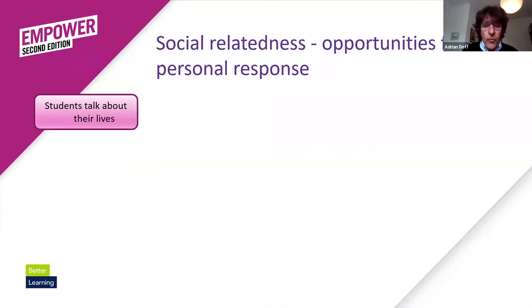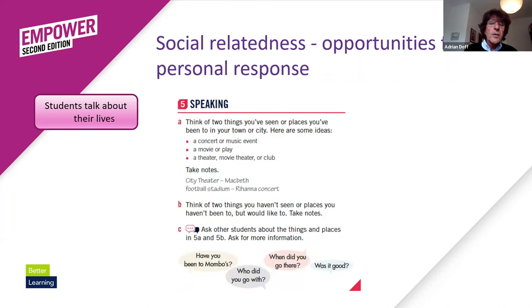Activities where there is a chance for a personal response. Here's an example from Empower A2 level, where students talk about things or places they've been to or seen in their town, and also places they haven't been in their town that they'd like to go to, and they compare notes with other students. So it gives language practice, but it also gives students a chance to find out about each other, to find what they have in common with each other, to get to know each other a bit in that way.